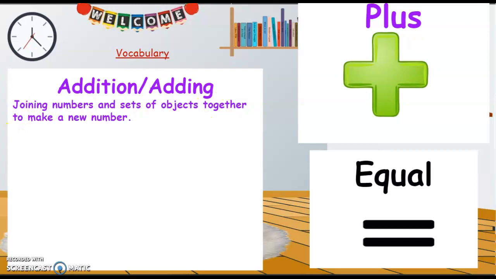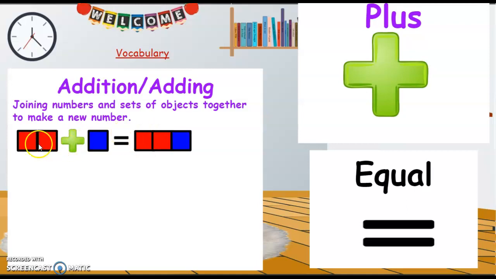For example, using our blocks again. Remember, we had two red blocks, plus, remember that means join, our one blue block. So this is telling us that we need to join our blue block with our red blocks. Equals 3. So this let us know that we need to join this group and this group together. And when we join both of the groups, this is what we got as a result.